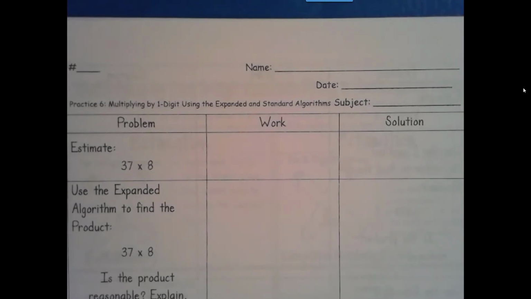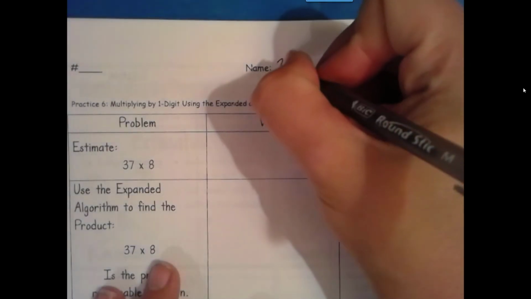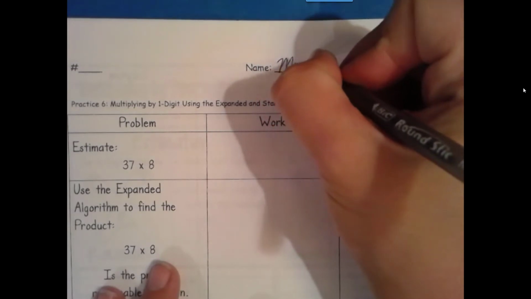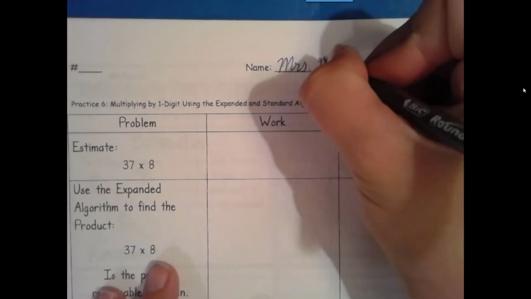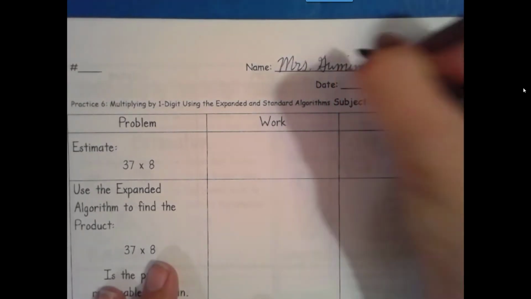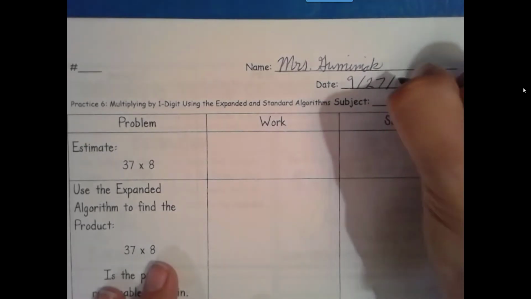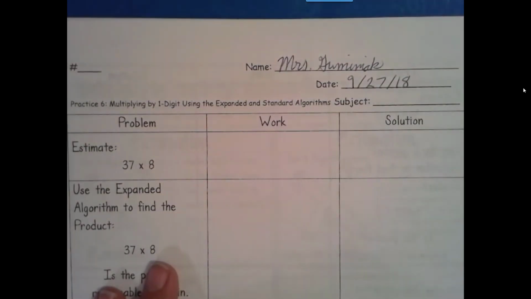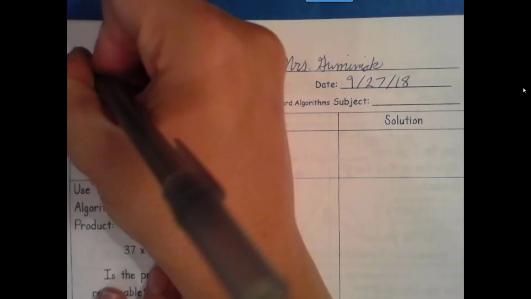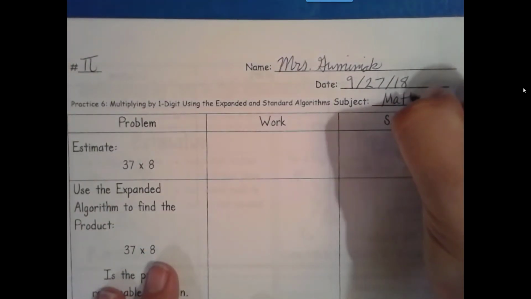Alright, so here we need to put our heading. I'm going to put your name, number, date, first and last in cursive. Remember to put the date that you are working on these notes, not necessarily the date I'm writing. Okay. My number is pi, and the subject is math.